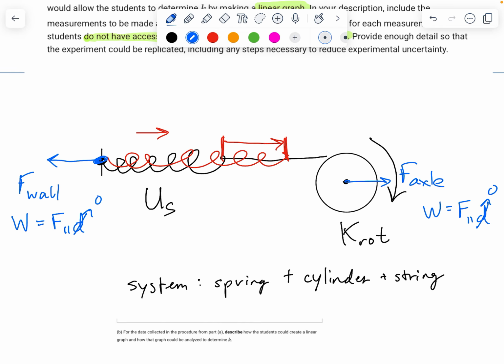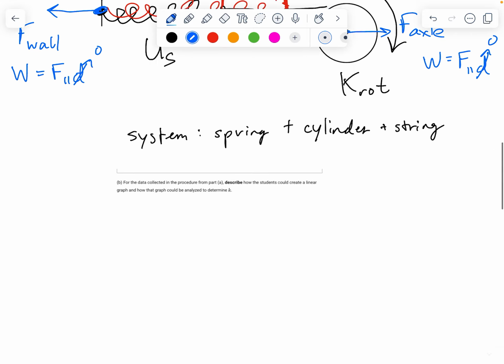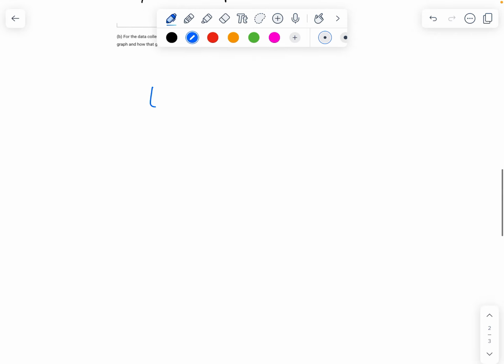That means that we don't have a net external force doing a quantity of net external work on our system. So energy is conserved. If that's true, our guiding equation is initial energy plus work equals final energy, but the work being done is 0. Well, what kind of initial energy do we have? Well, if we wind up the cylinder, then we have rotational kinetic energy. And if we let go, all that energy is going to transfer to the spring.